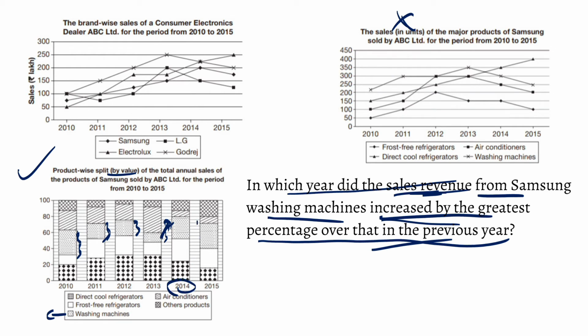Let's check the value for 2015 as well. So for 2015 also it increased from 2014, but the value is not greater than that of 2013. So from 2013 to 2014 it is the greatest increase. All right, increase in percentage. So the answer is 2014.